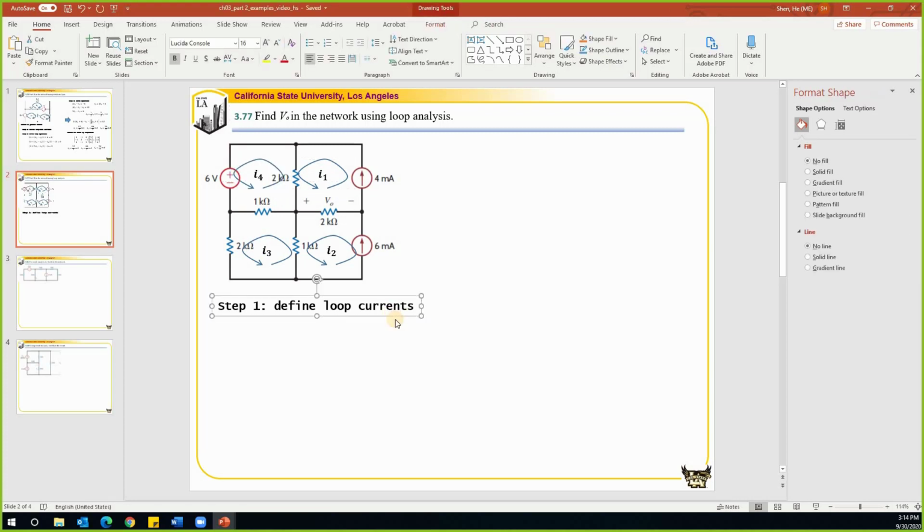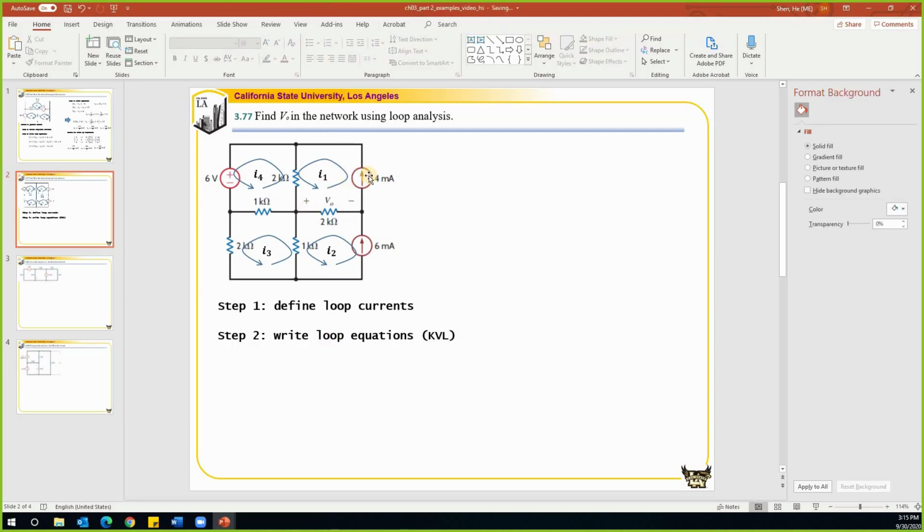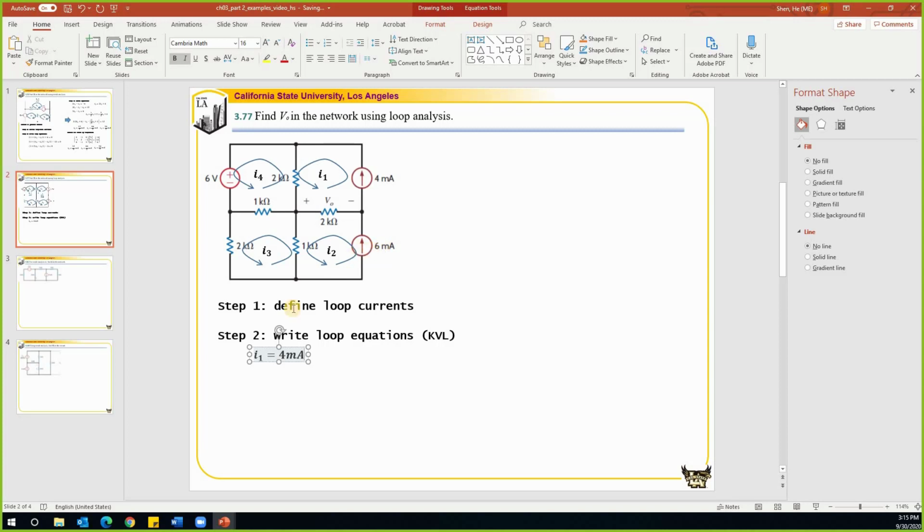So the second step is to write loop equations. All the loop equations are written by using KVL. The loop equation means that you follow a loop to write a KVL equation. For the first loop, the current in this branch is purely defined by the current in this mesh. There's only one mesh current going through this branch. So this is why I1 is equal to 4 milliamp. And similarly for current I2, that is 6 milliamp.